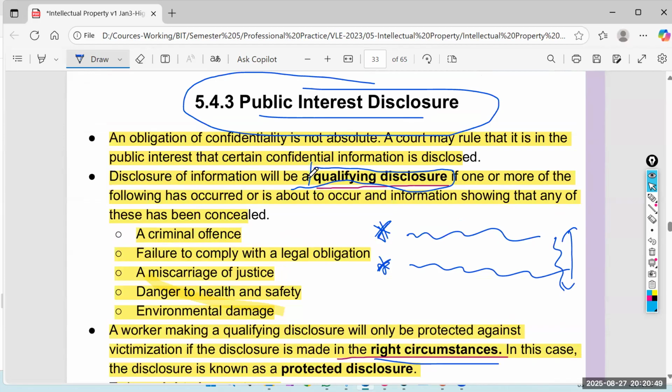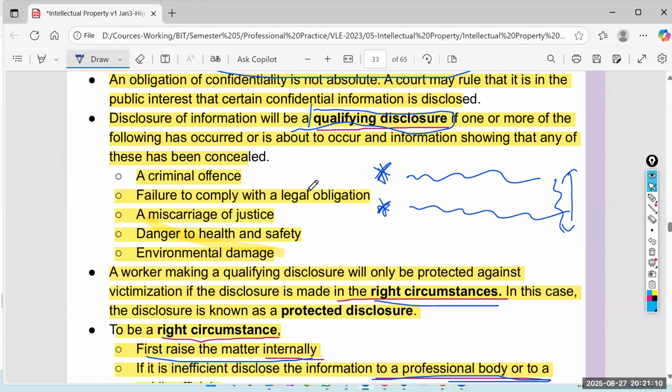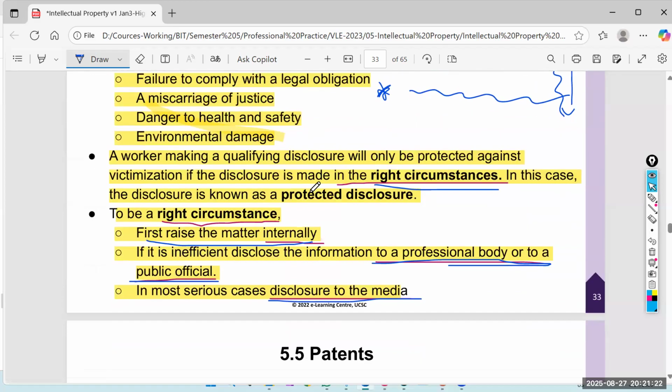If it is a genuine case, the law guards you. The legal system defends you because it's an obligation of a professional. But at the same time, if you have not done these things properly, sometimes you may end up in trouble too, because maybe you tarnished the image of an organization. It's a wrong accusation. So that is where you need to be very careful. Anyway, that is called qualifying disclosure.